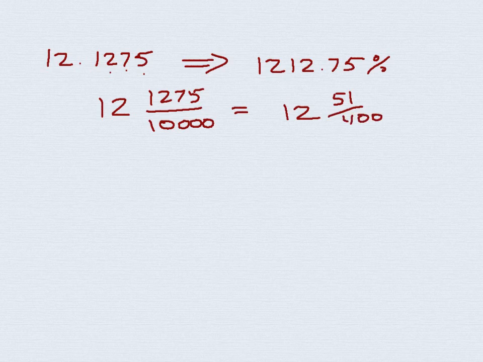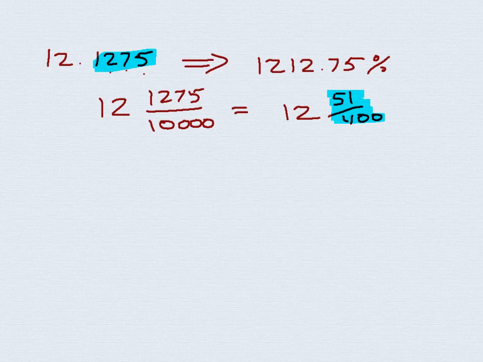Use your calculator to check. If you take 51 and divide it by 400, you're going to get the original answer back of 0.1275. So that's the decimal portion. This is the fraction portion of the same thing, and the whole number 12 didn't change.